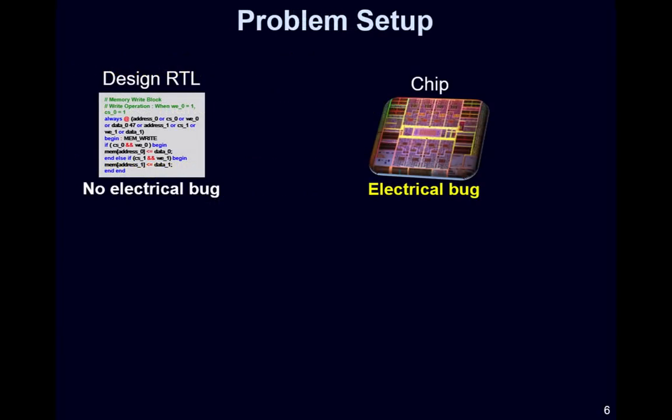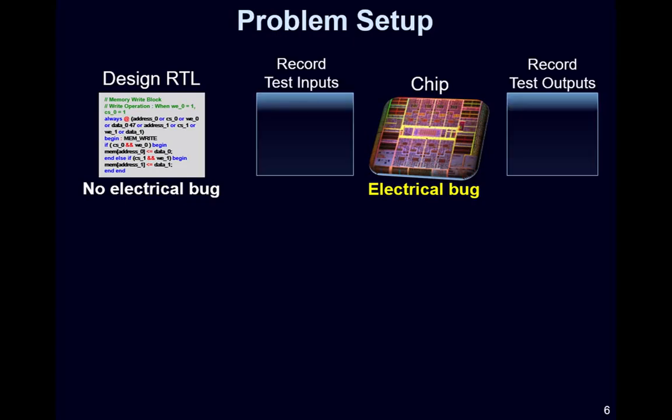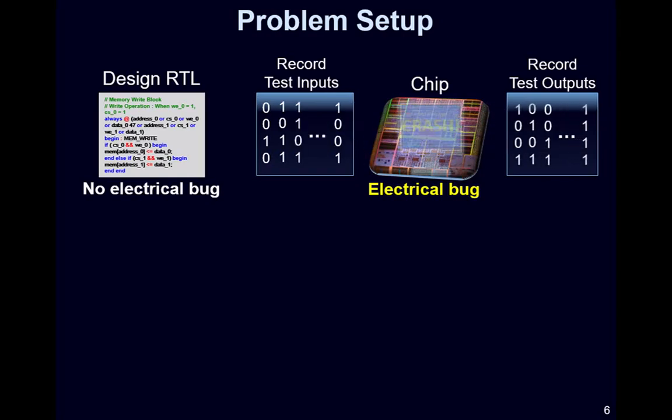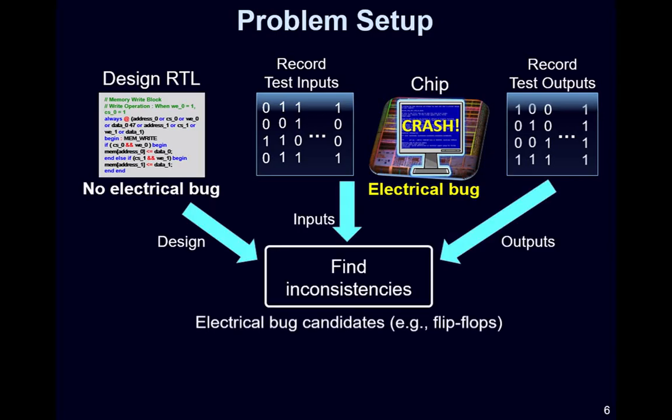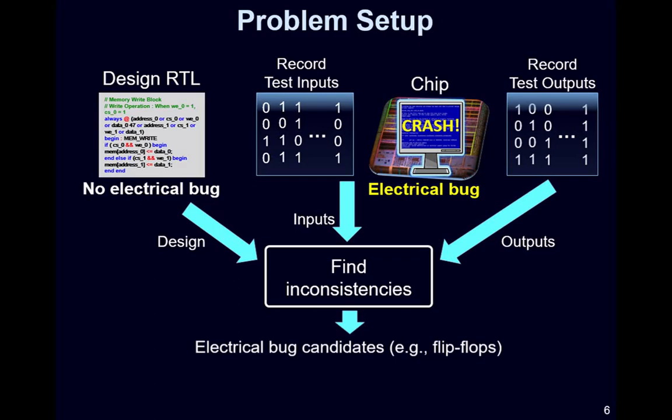But what is the problem? As I mentioned, an electrical bug is not present in the design RTL itself. It's only present in the actual chip. As a result, when you run tests on that chip, you need to record the test inputs you apply as well as the outputs that you capture, so that when something goes wrong and you get an error or a crash with the dreaded blue screen of death, you're able to take those captured inputs and outputs along with the design and analyze them for inconsistencies. From this inconsistency, you can hopefully find a way to localize where the electrical bug actually was.